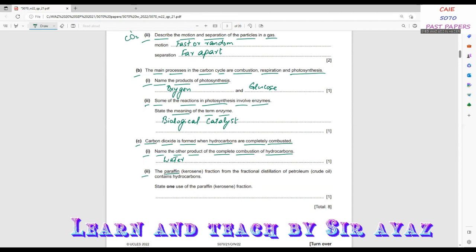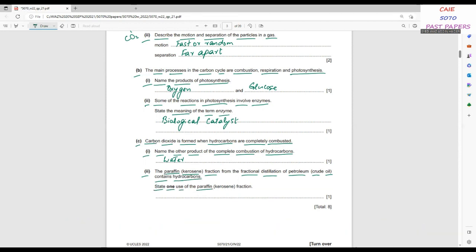Number two, the paraffin kerosene fraction from the fractional distillation of petroleum, crude oil, contains hydrocarbons. State one use of the paraffin kerosene fraction. We know that kerosene is used in jets as jet fuel. So you'll write jet fuel or aircraft engines.